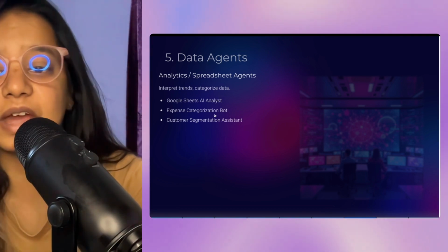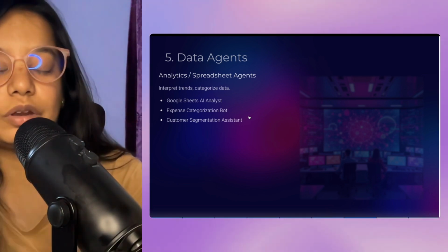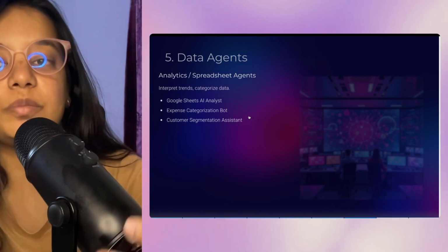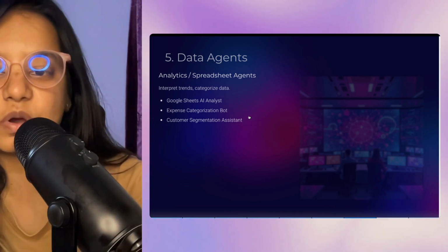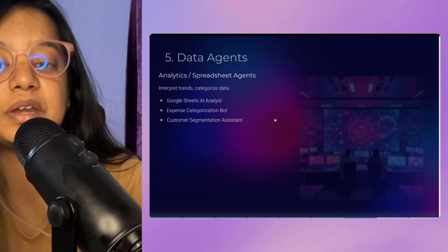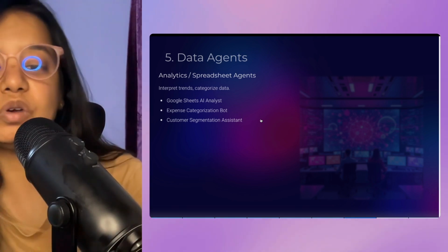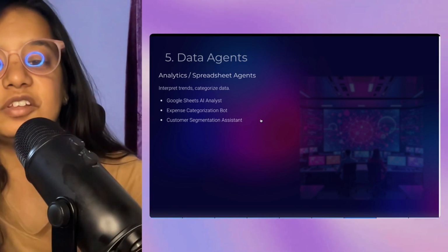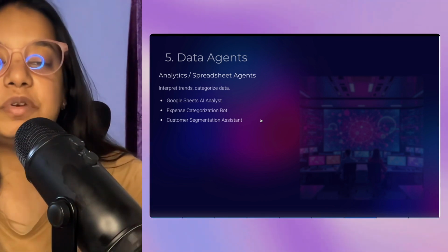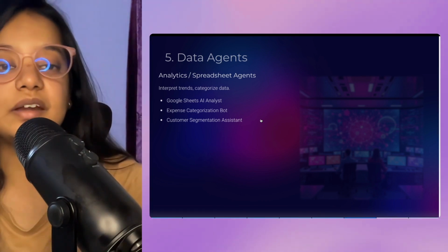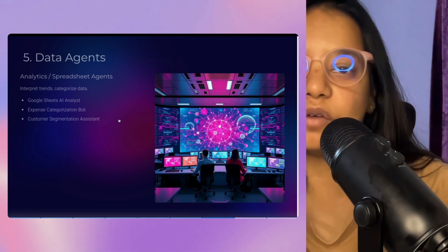Then the expense categorization bot. Again, you'll be providing all of your monthly or yearly expenses data, and based on that, the bot is going to give you the crux of what needs to change. Again, this falls under the data agents. And the customer segmentation assistant. For example, if you have hot leads, warm leads, cold leads, maybe unresponsive leads, you can just give data to the AI and it will categorize all of these things. Again, these are data agents which are capable of analyzing and providing you the correct dashboard and understanding of the data you have.